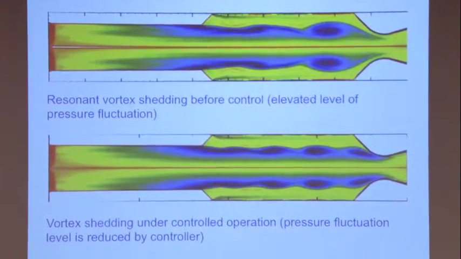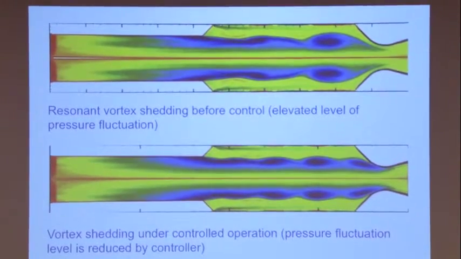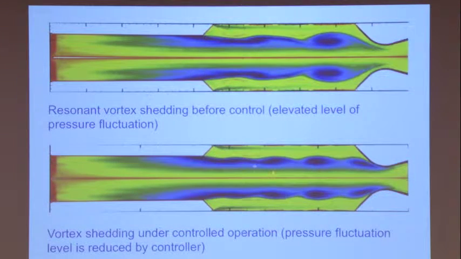It's not possible to have such a flow, a shear flow, without vorticity. But here now the vorticity is different from that. It's at a lower level, and in addition, you have more vortices, and so the pressure fluctuation is reduced by the controller.